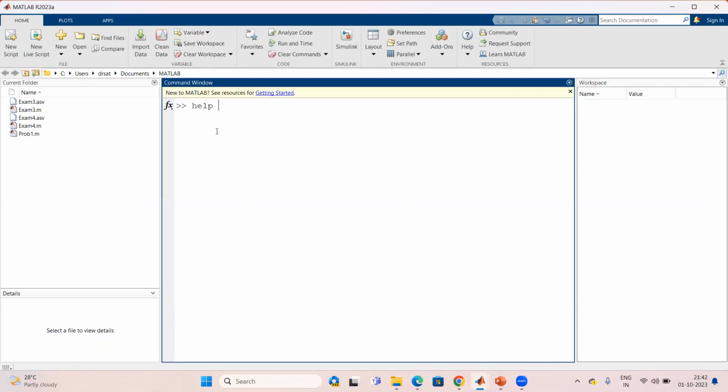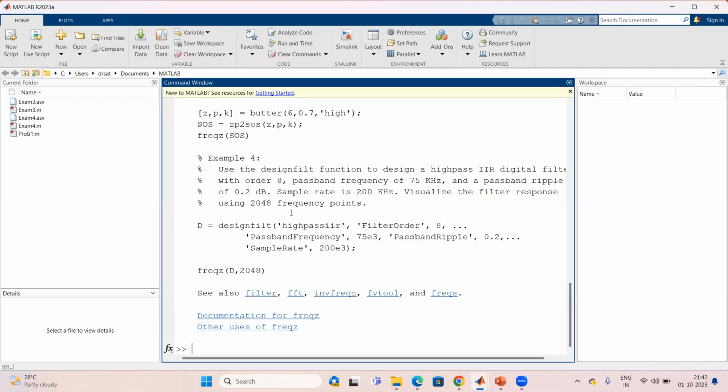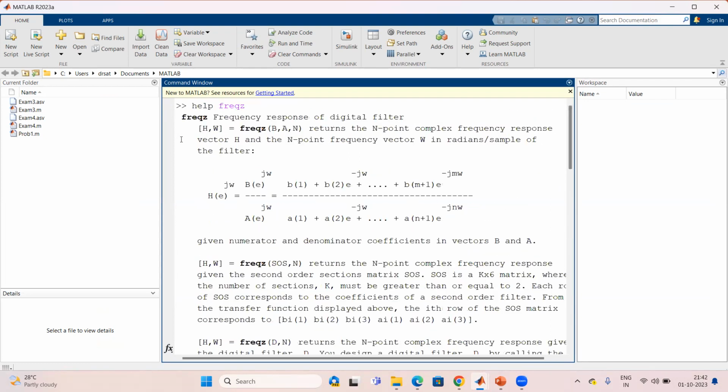Okay, so if we type help and here freqz, you can see the definition of this particular command. Okay, so this is your freqz command, which is frequency response of digital filter, right? So here, if you use this particular command freqz, it will give you two different values. Okay, so one is the frequency response, and it will give you the corresponding frequency values at which this frequency response has been calculated.